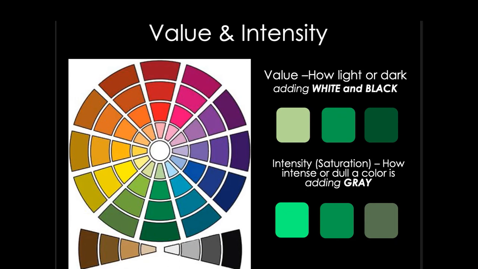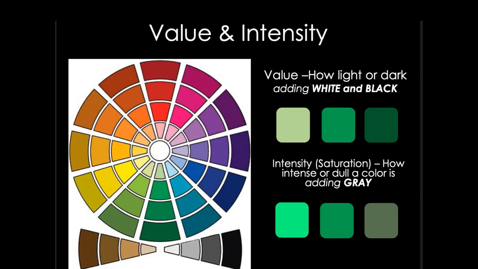Then we have something called intensity, or sometimes referred to as saturation. So how bright, how intense can that color become to how dull can that color become? And you do this by adding or subtracting gray from something. So we have our picture here of green in that center. We've removed all of the gray from it. It is very bright. It's neon almost. And then on the other end, we've added a lot of gray tones to it. So we've dulled it and we've taken away a lot of the saturation of that color.